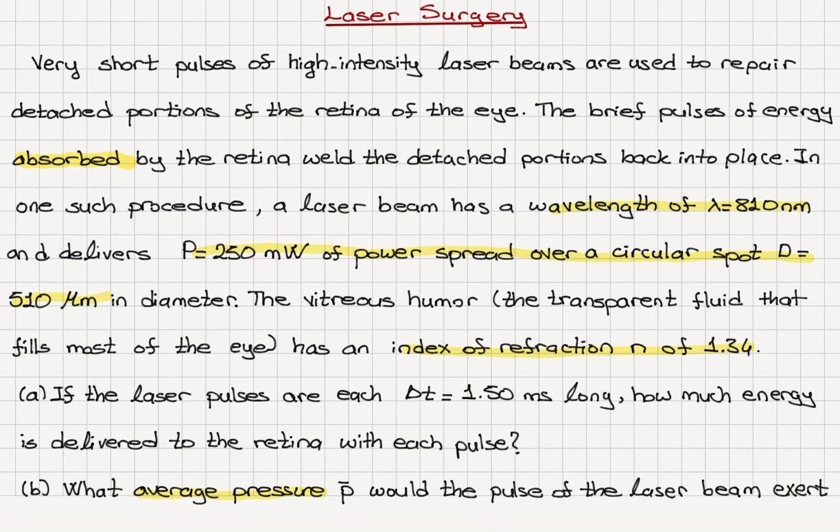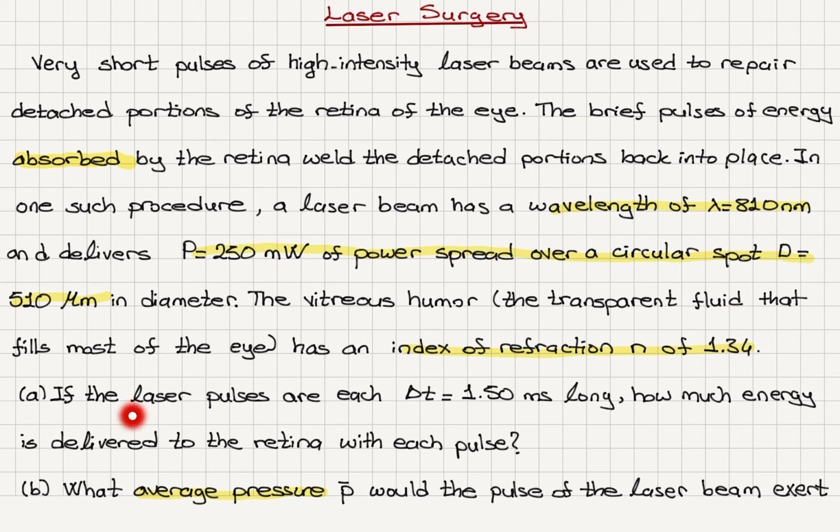In one such procedure, a laser beam has a wavelength of lambda equals 810 nanometers and delivers a power of 250 milliwatts spread over a circular spot with diameter d equal to 510 micrometers. The vitreous humor, the transparent fluid that fills most of the eye, has an index of refraction n of 1.34.